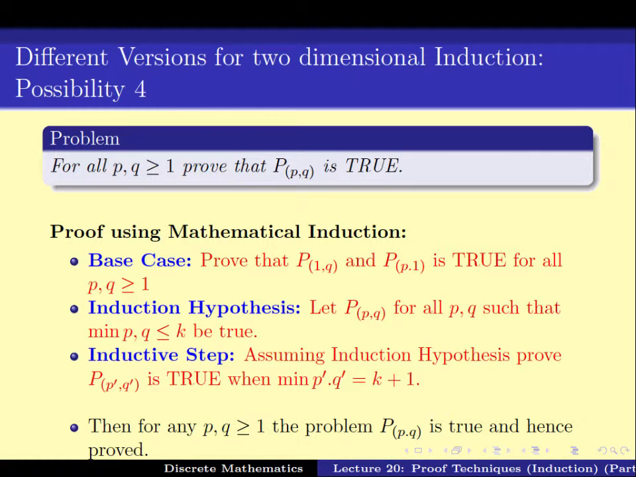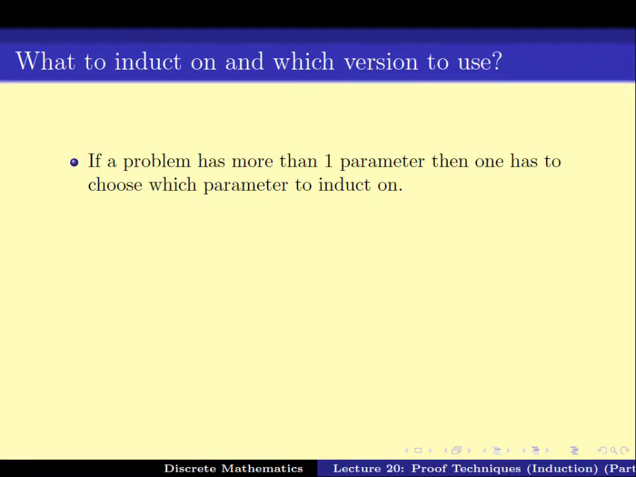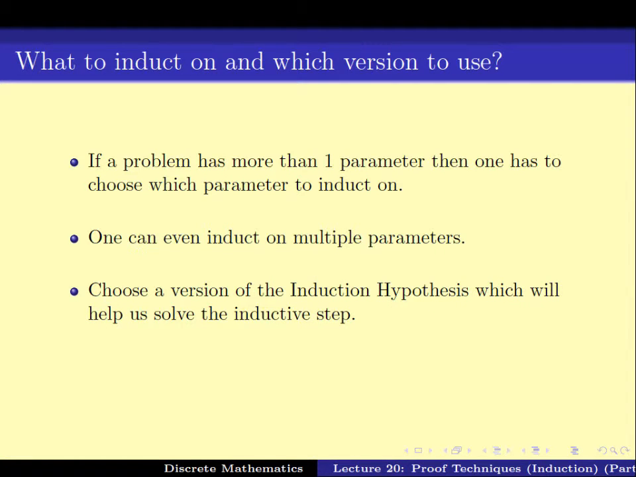Now, given the fact that we have so many versions that are available to us and possibly one can come up with many other versions, let's go back to the same question that we asked. What to induct on, which version to use? A problem can have one parameter, multiple parameters, then which parameter to induct on? One can of course induct on multiple parameters. The main idea is you should always choose a version of induction hypothesis which helps us solve the inductive step and ensure that all the cases are covered. So these are the two most important things. Choose the induction hypothesis that helps us solve the inductive case easily, and choose the base case and so on to ensure that all the cases are covered.